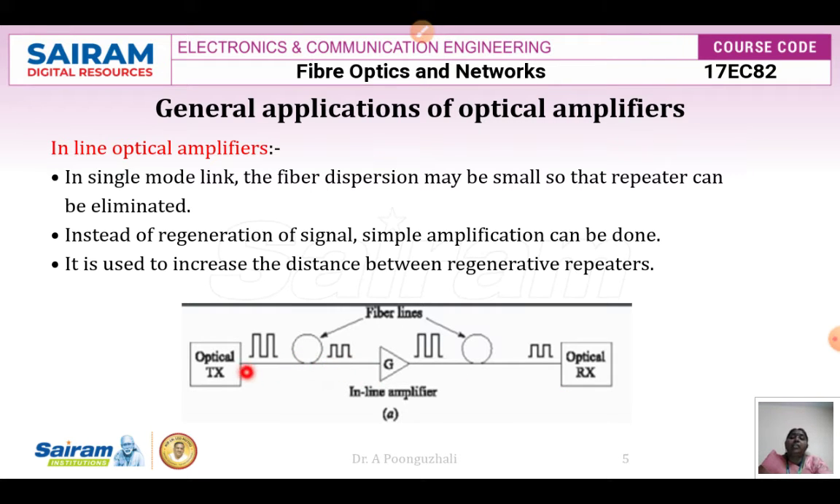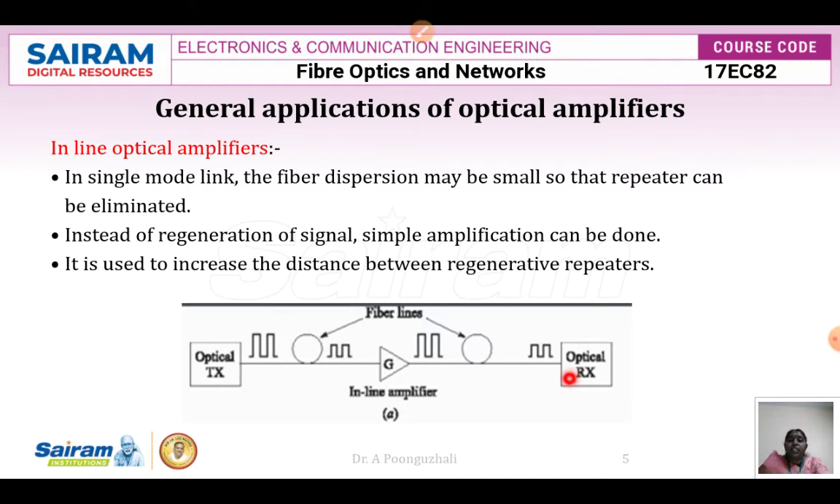When I transmit the signal, the energy of the signal is high. After it travels a longer distance, the amplitude of the signal becomes less. To increase the amplitude, I use an inline amplifier, which amplifies the signal, and then it is transmitted again through the fiber lines. At the receiver side, the optical receiver receives the signal.